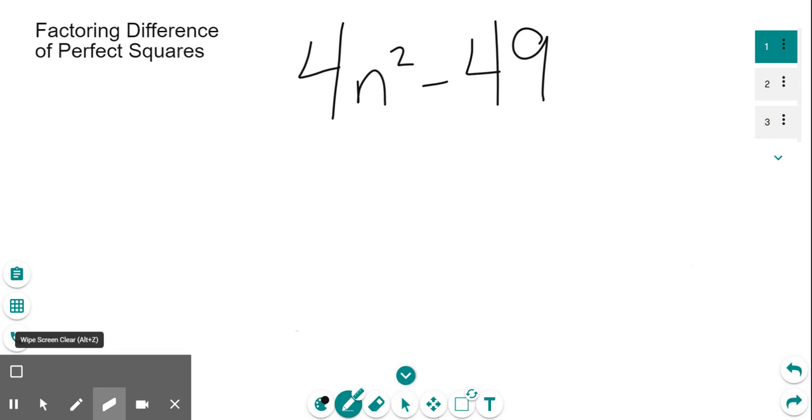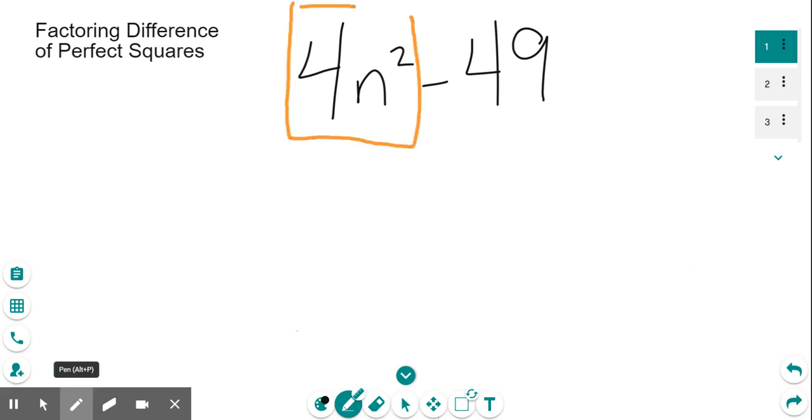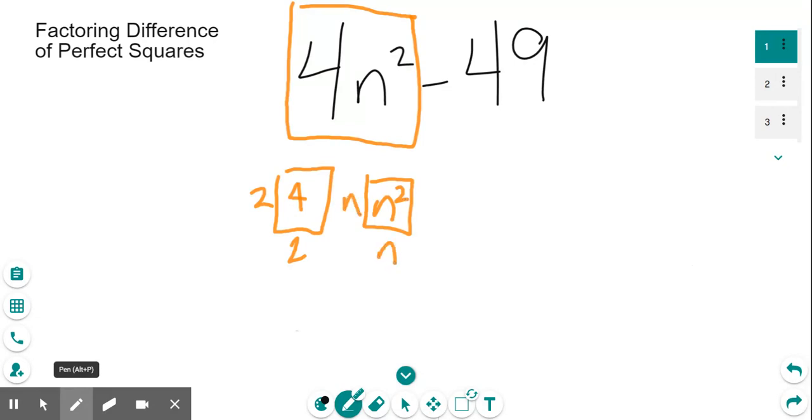So I'm seeing a binomial, and let's check to see if we have a difference of perfect squares. So let's take a look at 4n squared. Is 4n squared a perfect square? Well, you can look at it in pieces. Is 4 a perfect square? Yes, it is, because 4 is a 2 by 2 square. Is n squared a perfect square? Yes, it is, because n squared is an n by n square.